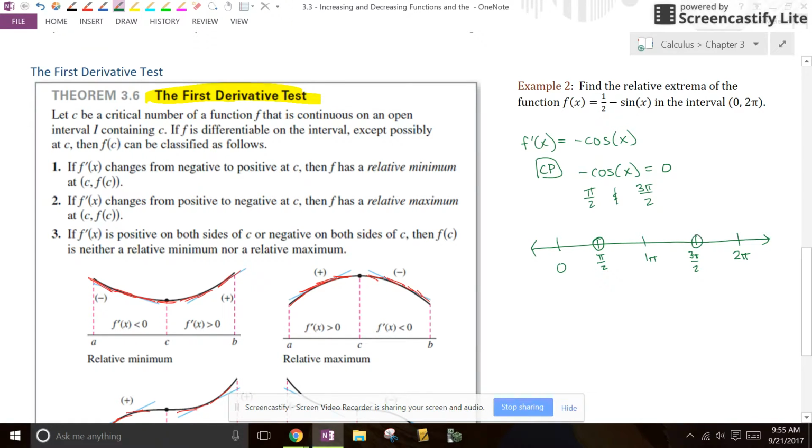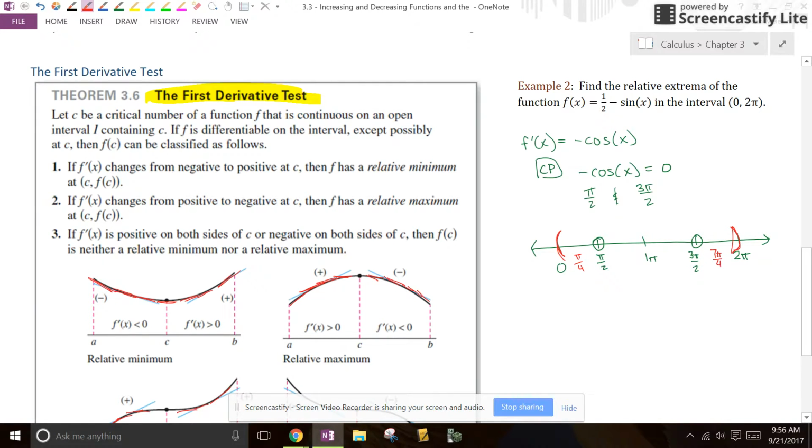Now be careful when you do your testing. Remember, I always say test everything to the left, but I got to stay between 0 and 2 pi. So I got to make sure I'm in between there. So something smaller than pi over 2 but after 0, I will take pi over 4. Something between pi over 2 and 3 pi over 2, I will test out pi. And something between 3 pi over 2 and 2 pi, let's do a fourth less than 2 pi. What is 2 pi? That's 8 pi over 4. So 7 pi over 4.